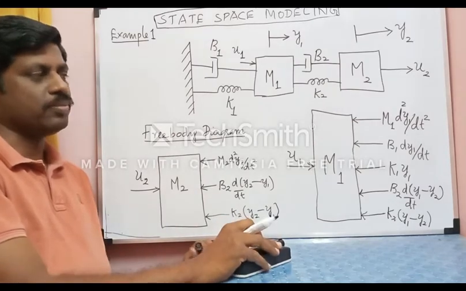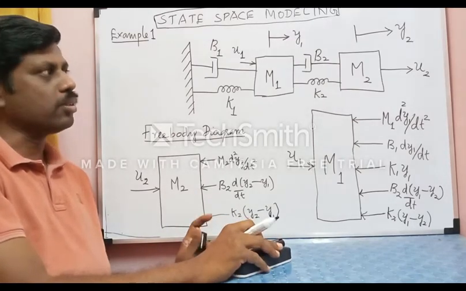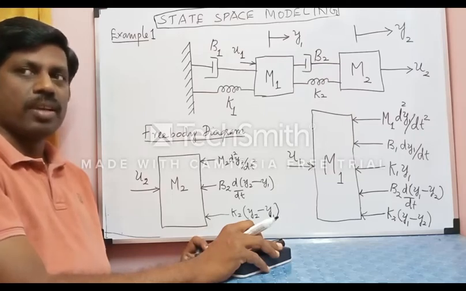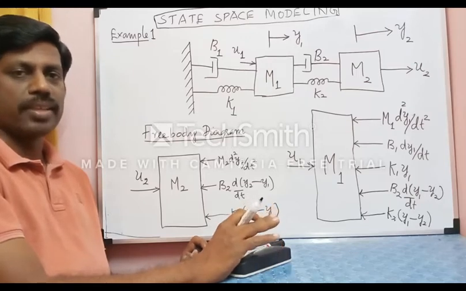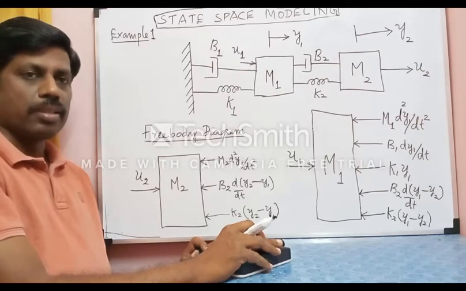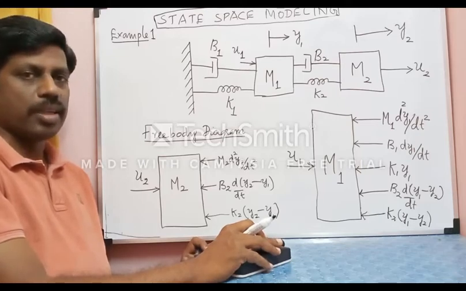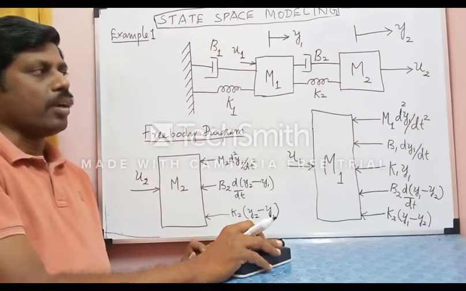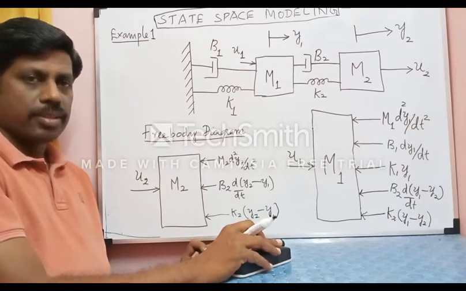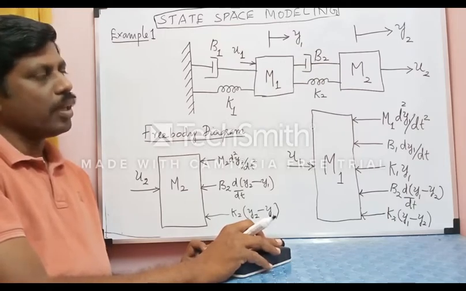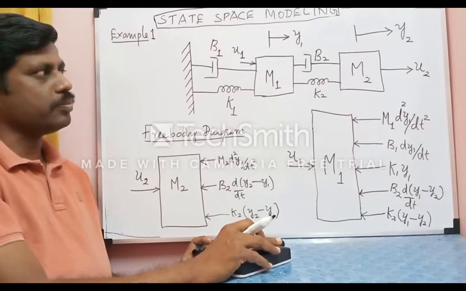Hi students, in the last two lectures we understood the basics of state space modeling and we applied those principles to simple mechanical and electrical systems. In the mechanical system we took the mass, damper and spring system, which is a second order system, and for the electrical system we took the RLC series circuit, which is also a second order system.